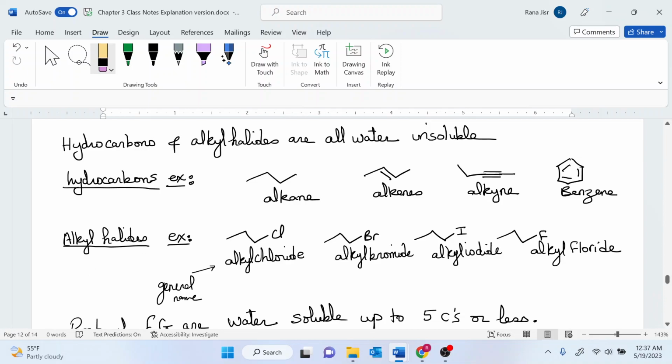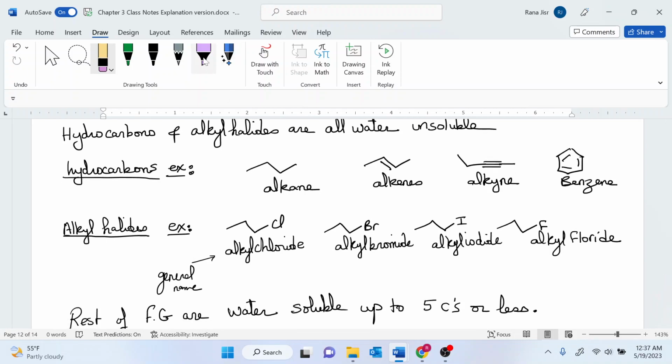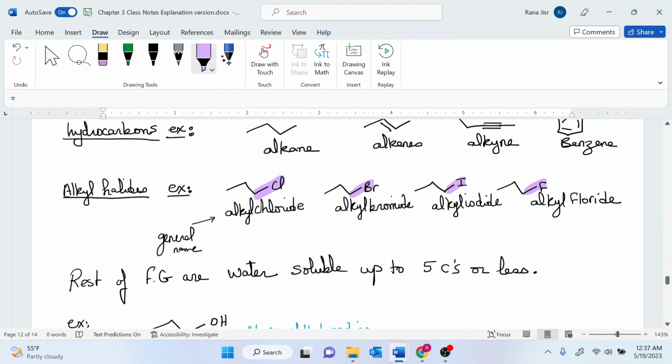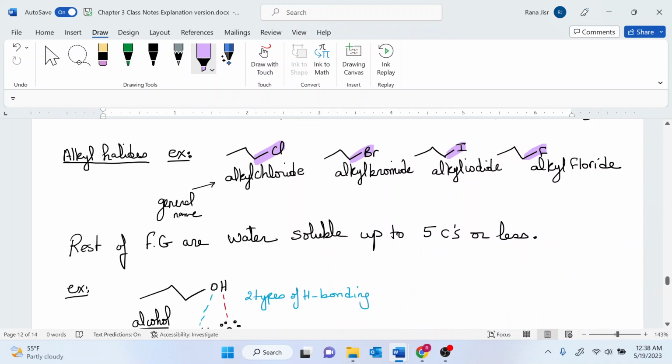Alkyl halides also are water insoluble. Although alkyl halides have a polar bond, and the polar bond is between the carbon and the halogen, alkyl halides are considered to be nonpolar molecules because of their carbon chain. So alkyl halides, no matter how many carbons they have, even if they have one carbon, are water insoluble as well. Now, the rest of the functional groups are water soluble, but up to, of course, five carbons or less. More than five carbons, even though they do hydrogen bonding, they are not water soluble.